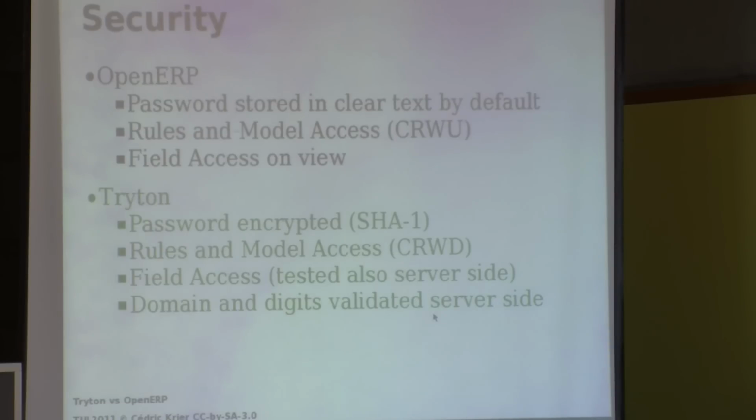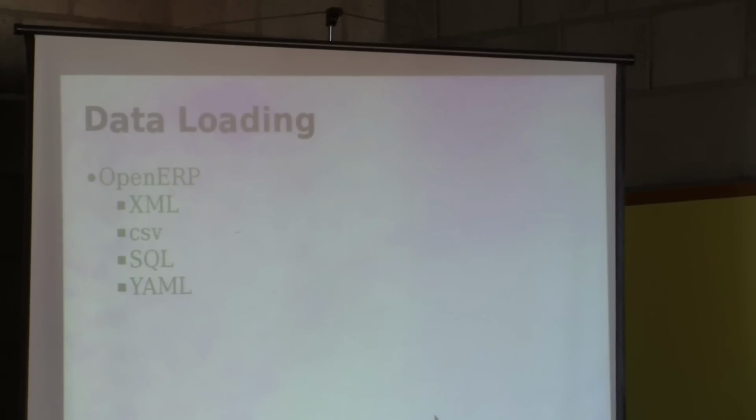The error message is generated when domain checks are done. For data files, OpenERP supports XML, CSV, SQL, YAML, and perhaps others, I don't know. In Tryton, it's only XML, and the XML you load from modules is read-only by default. So you cannot break the configuration or the server by changing stuff, because anyway, on the next update, the XML will overwrite your change.